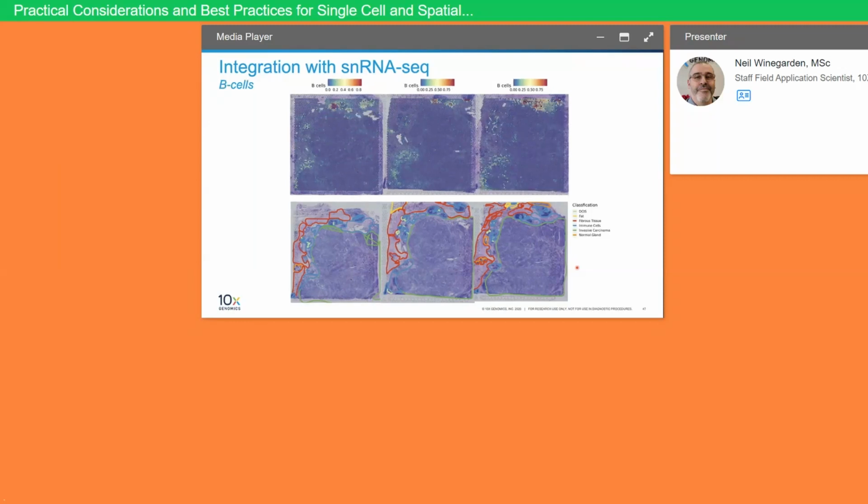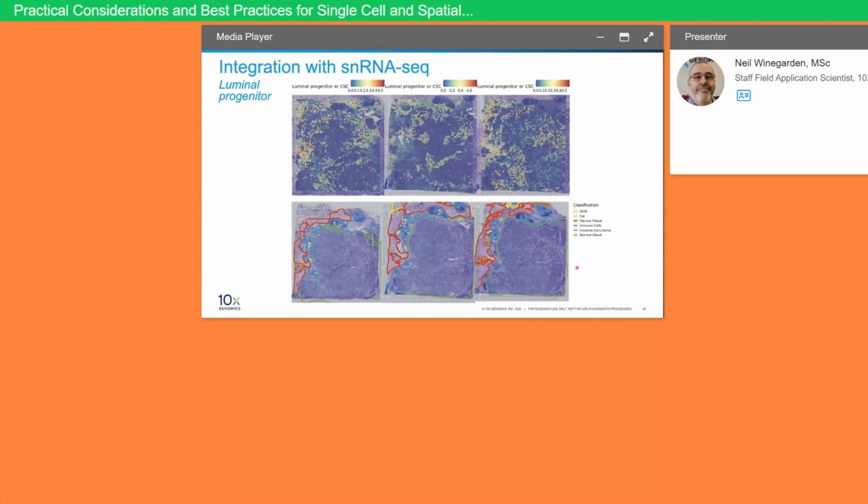When looking at B cells, we see that these cells are more isolated to the immune compartment. Very few of them seem to be invading into the tumor, as we saw with the T cells. The researchers also looked at a number of other cell signatures. In this case, we're seeing the signature for a luminal progenitor cell type, which can be seen throughout the tissue.